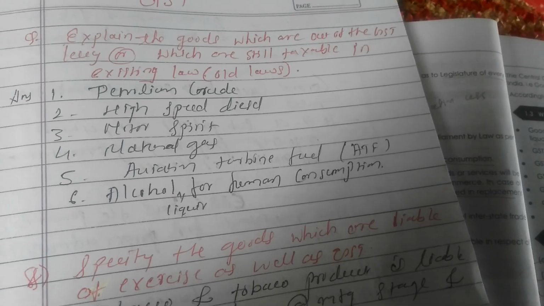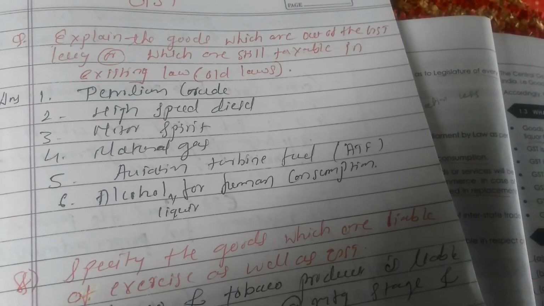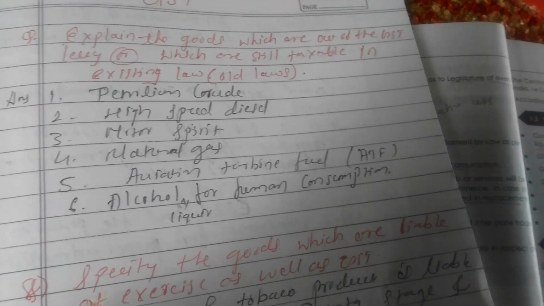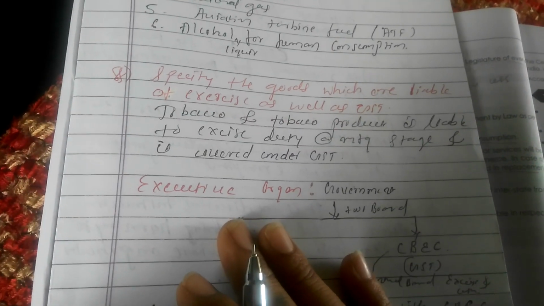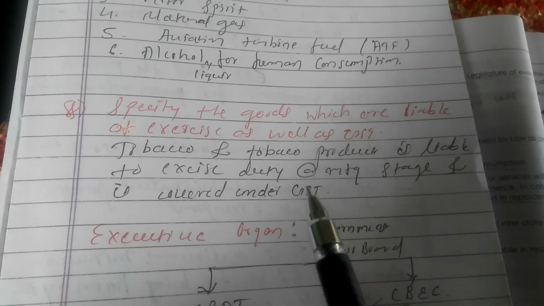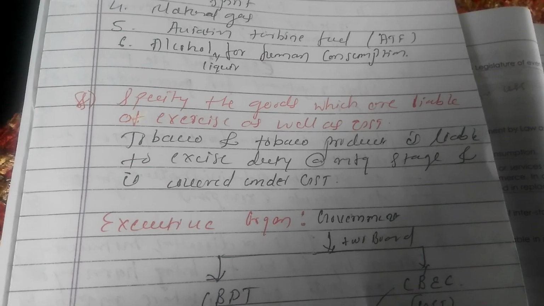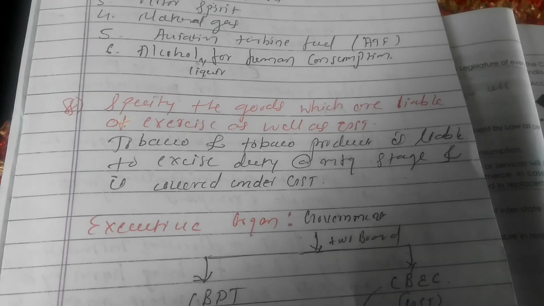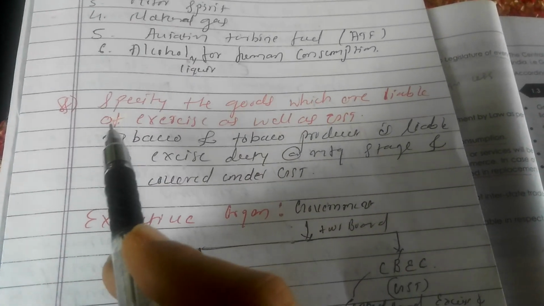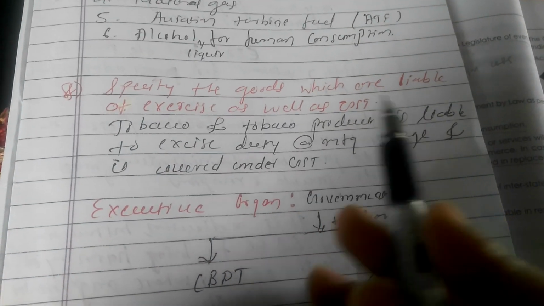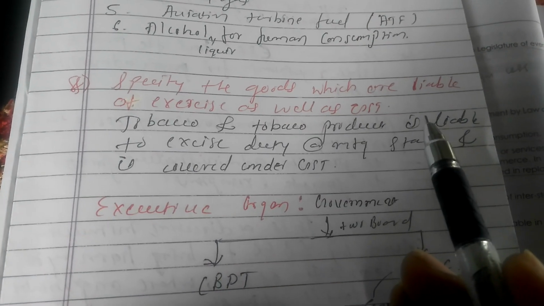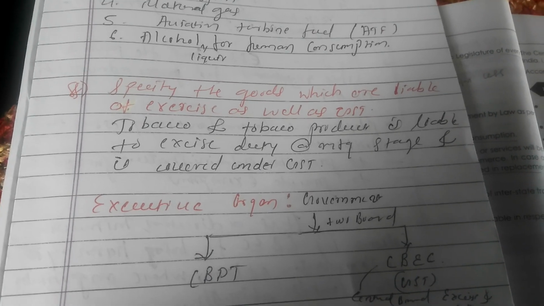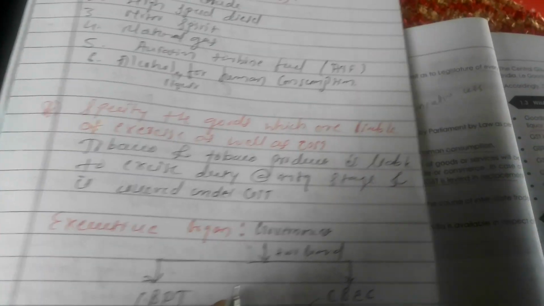So please friends, just remember this or note down somewhere that these are not in the GST. Okay, these are non-GST products. The second point is very important: one product is there to which the old law as well as GST applies. That is tobacco and tobacco products. Just write down this question if you want: specify the goods which are liable to excise as well as GST. Tobacco and tobacco products are liable to excise duty, and the manufacture stage is covered under GST.